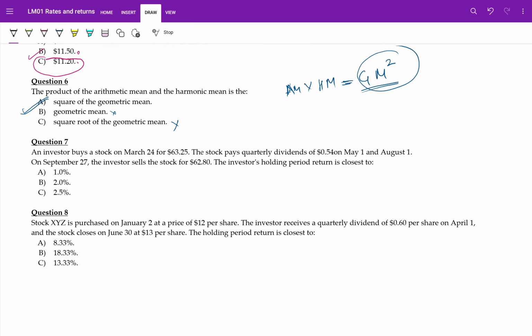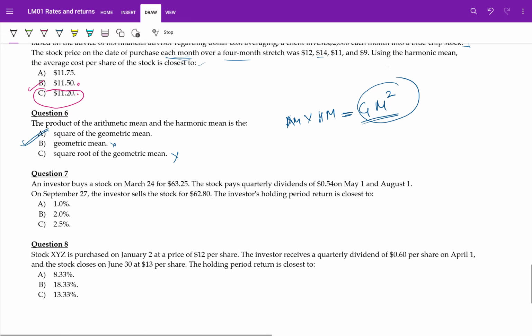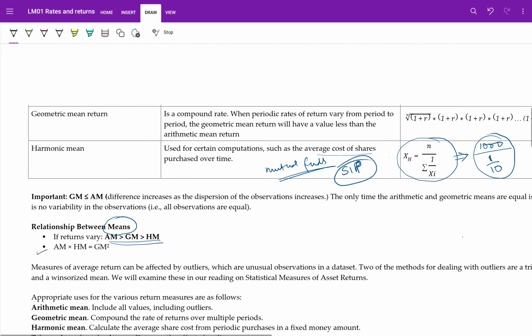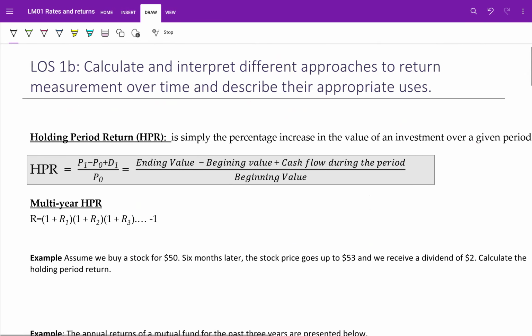If you remember the holding period return, you use the ending value, you subtract the beginning value, you add back the cash flow, and you divide it by the beginning value. And this is for single period holding return. When we have multi-period holding return, then we will be needing the rates here.